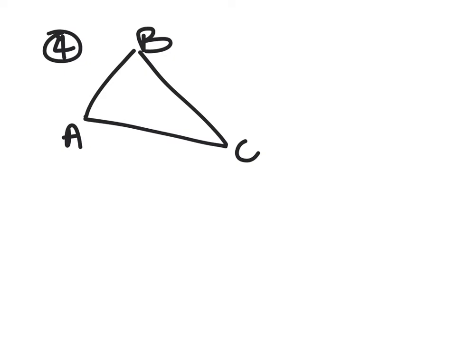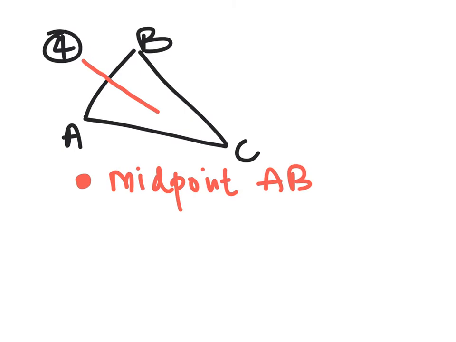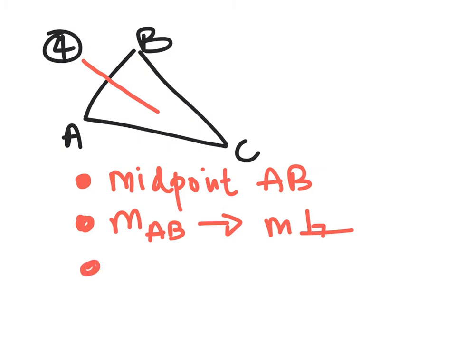This time we're asked to find the equation of the perpendicular bisector of AB. So we're trying to find the equation of this line here. So perpendicular bisector, so what we're going to find first of all is the midpoint, because that's the bisect part of AB. Then we're going to find the gradient of AB, because that's going to lead on to the perpendicular gradient. And then we're going to use y minus b equals m(x minus a).